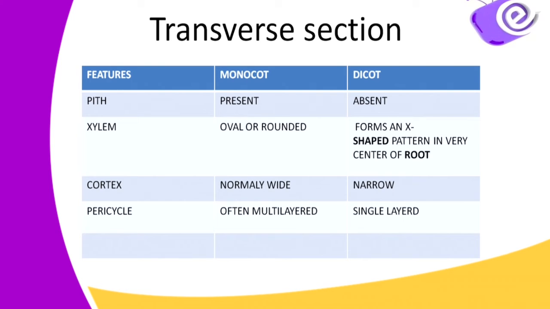Proceeding forward, the cortex. All of them have a cortex, but the difference is that in the monocot, the cortex is normally very wide, while in the dicot, the cortex is very narrow. Remember, the cortex is the part in between the epidermis and the endodermis. Then the pericycle, which is just after the cortex. The pericycle in the monocot is often multi-layered, while in the dicot it's made of a single layer.